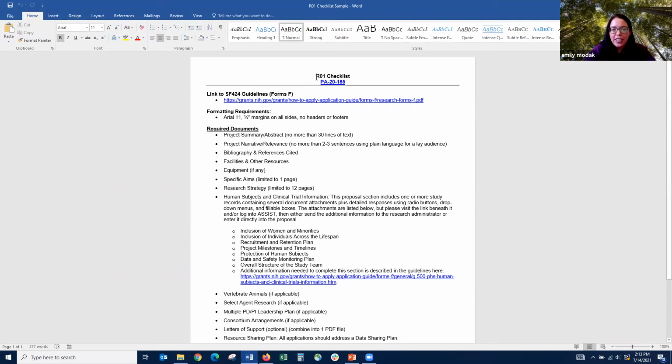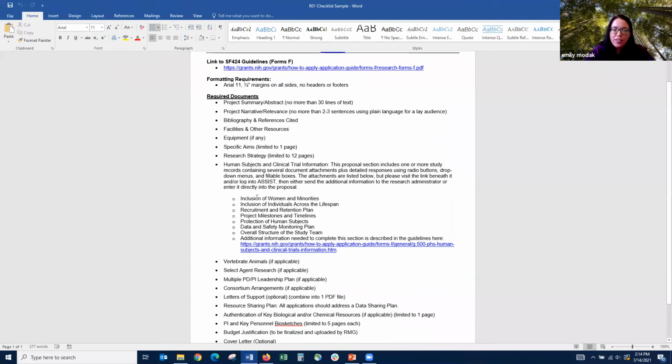So here's what mine looks like. I just have the name at the top. I've got the funding opportunity, and I put the hyperlink in so the PI can just click there. I also have the latest general forms. We're on Forms F right now. I have the general formatting requirements, Arial 11 font, 1/2-inch margins, no headers or footers, and then all the required documents. And if there are any limitations to the length, I've put them there. If there aren't any limitations, there's just nothing at the end.